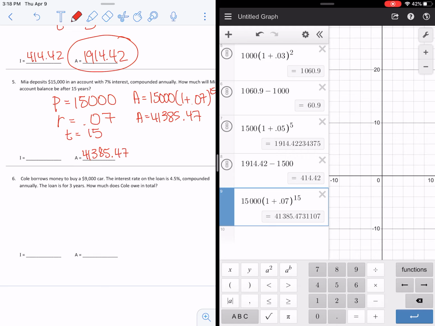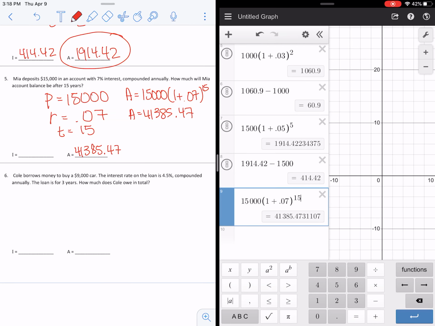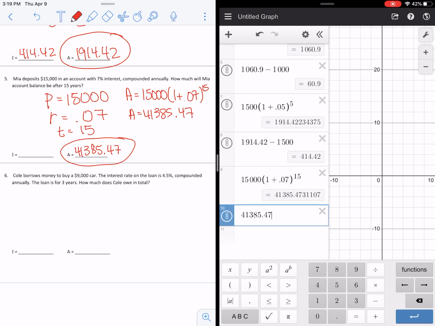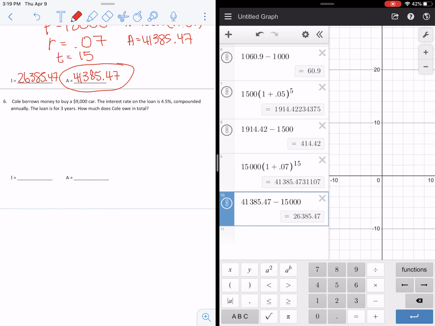So that would be the total amount that she is going to end up with in her account balance after she invests. But let's see if it was asking for the total amount or just the interest. It says, how much will Mia's account balance be after 15 years? So that is asking for the total. So it's going to be $41,385.47. But if we wanted to see how much interest she earned, we're going to just subtract that. And it looks like it's going to be $26,385.47.